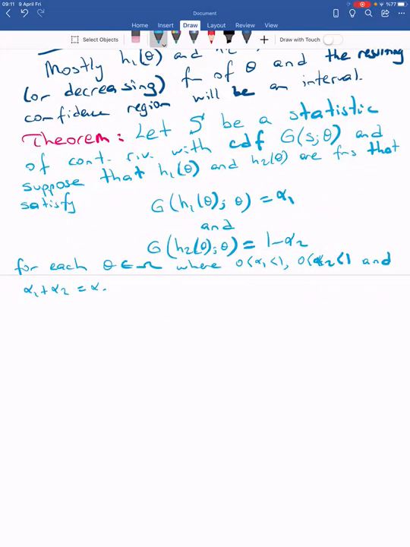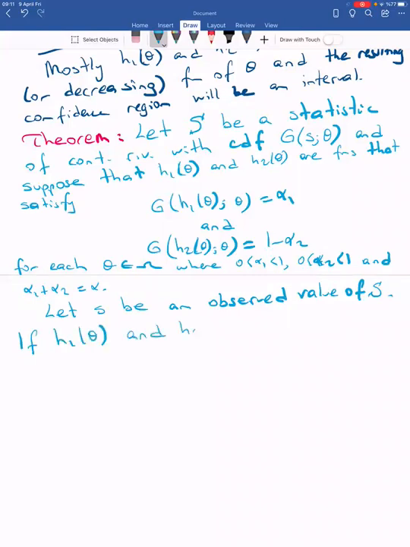Then let's assume that we observe the S value from the sample, so we get the estimate, the observed value of S. First, assume that both H1 theta and H2 theta are increasing functions of theta. Then how can we create an interval?